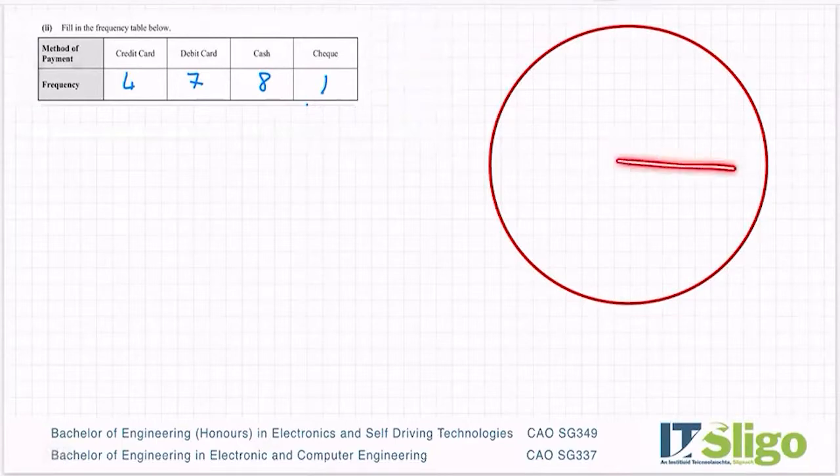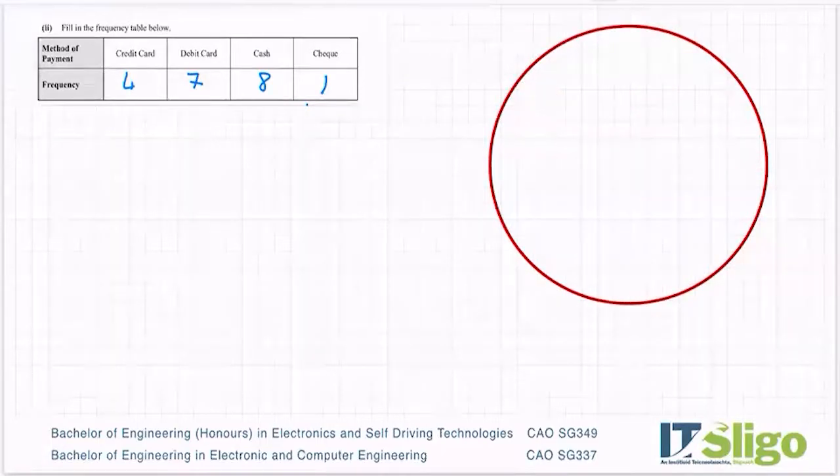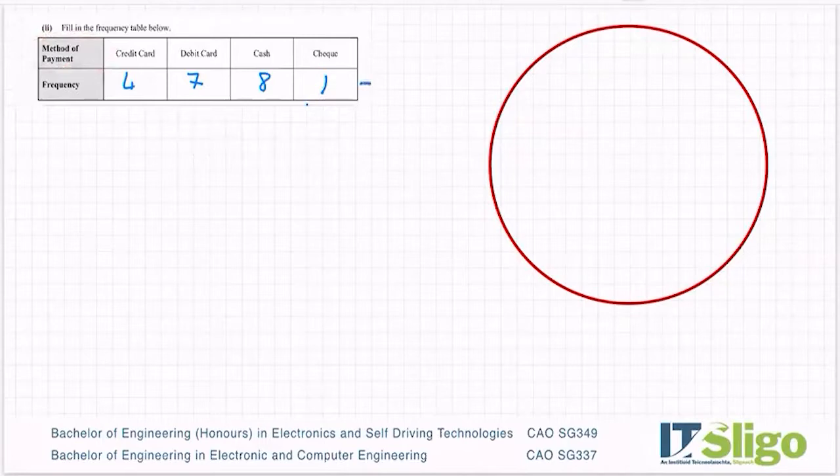Okay, and we're going to break it into slices of the pie, and the bigger the slice of the pie, the more often that method of payment occurred. So how do I work out the size of the angles? Well, you have to remember that everybody added up to 20. There was 20 people asked.